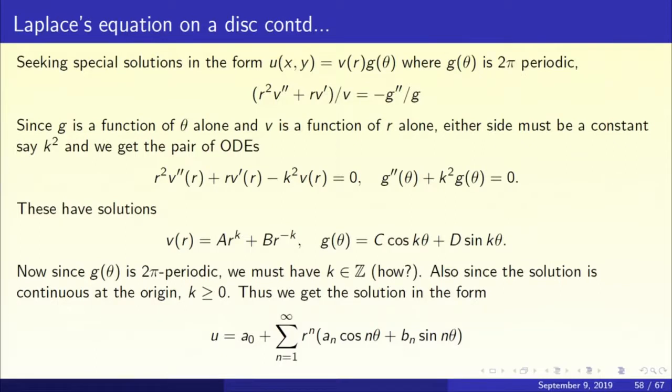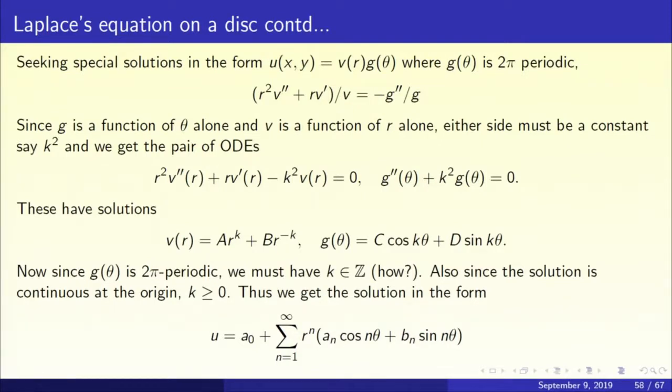G is a 2 pi periodic function. If G is a 2 pi periodic function, the k that appears must be an integer. c cos k theta plus d sin k theta must be 2 pi periodic, and that forces k to be an integer. So k must be 0, plus minus 1, plus minus 2, plus minus 3.